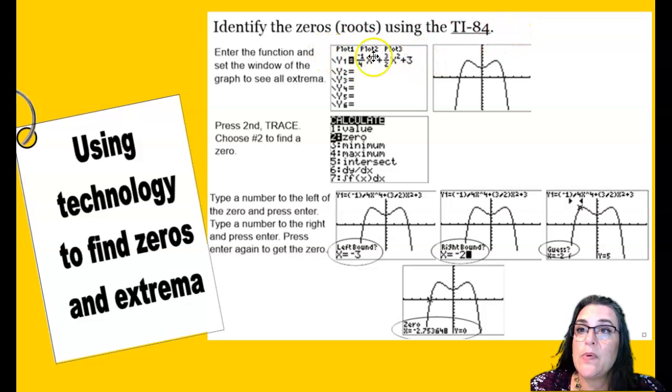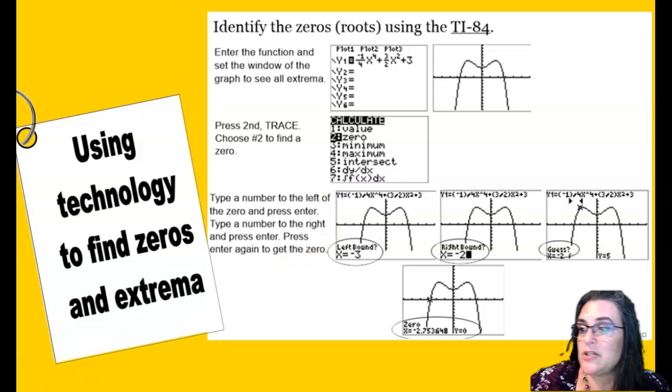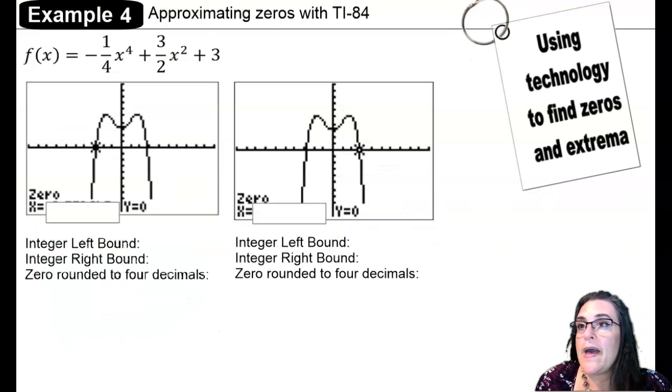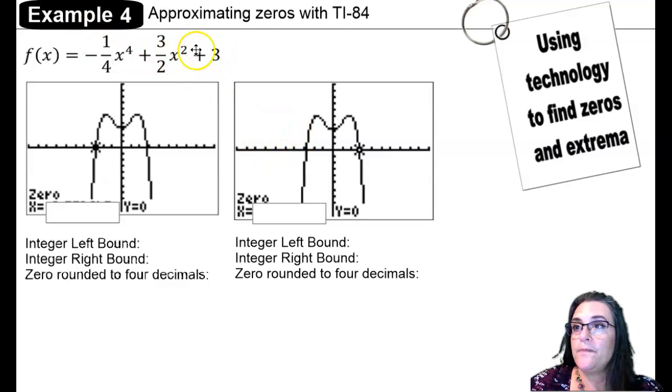So this example, negative 1/4 x to the 4th plus 3 over 2 x squared plus 3, is worked out in here for you. We're going to go through these steps together in example 4, but I just wanted to point out that these notes are available already printed out for you in the reference page on identifying roots using the graphing calculator. In order to walk through this, we're going to need our graphing calculator.